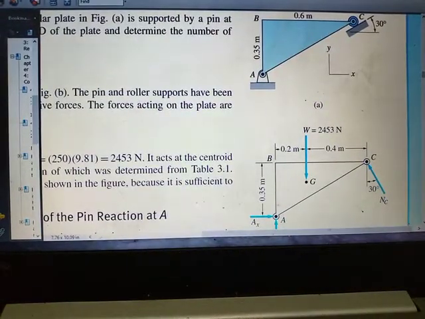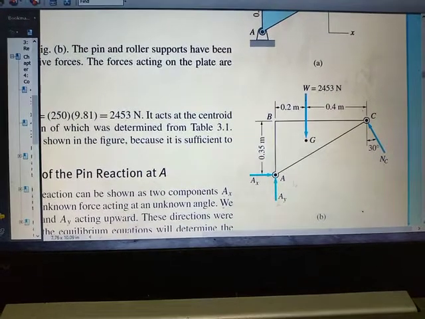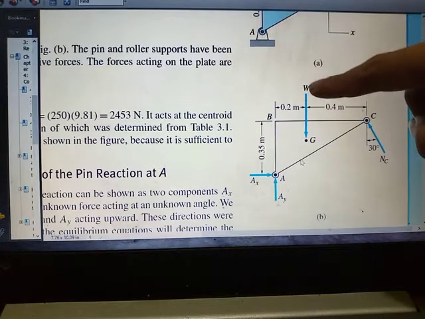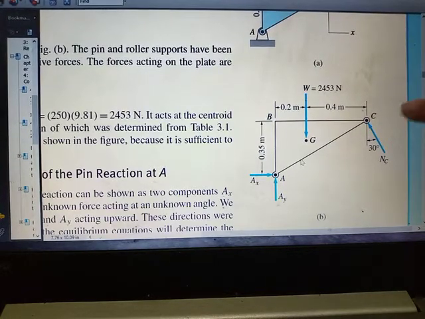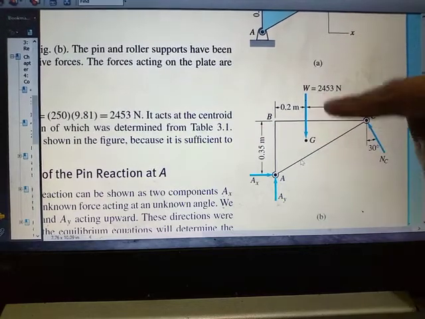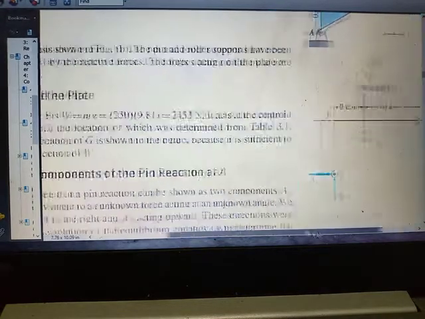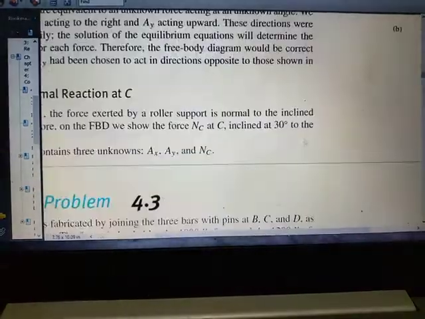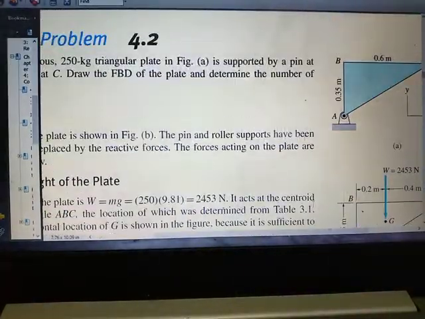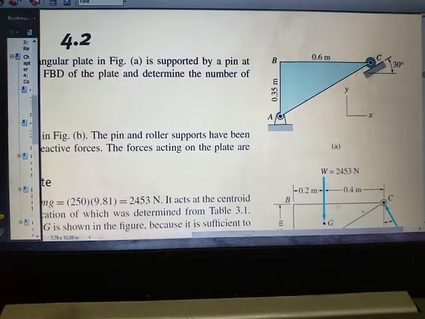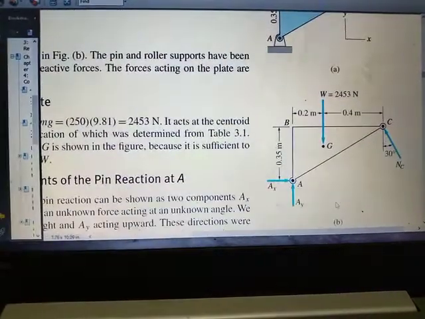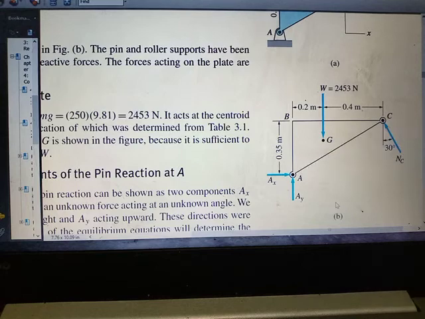So, yan yung reaction niya. Meron kang dalawang support sa pin, isang perpendicular reaction sa ruler, at saka yung timbang niya, weight. So, please remember na makikita mo sa H over 3 at B over 3 yung centroid kapag triangle. So, yan yung free body diagram niya. Okay, free body diagram nito. Meron kang tatlong reactions, tatlong unknown.